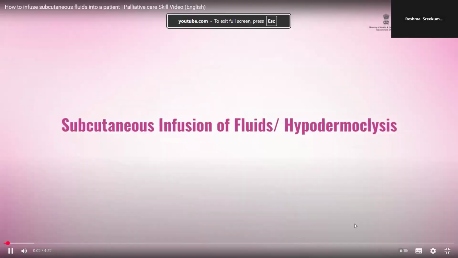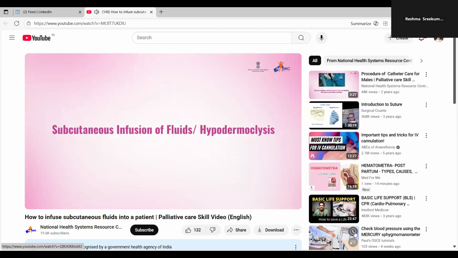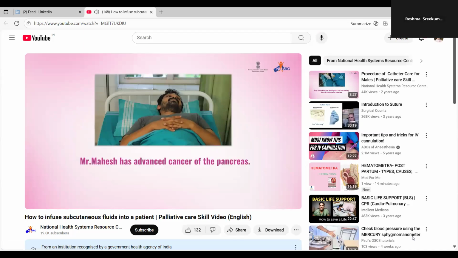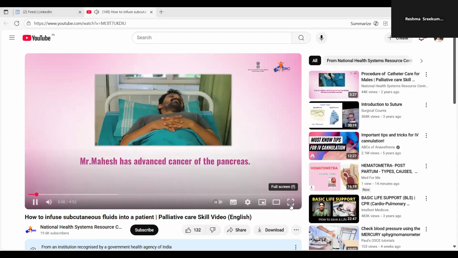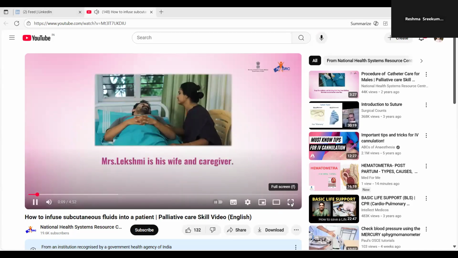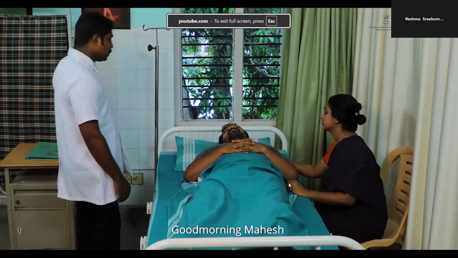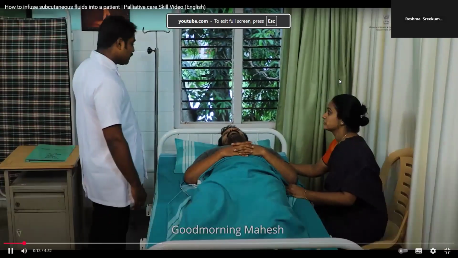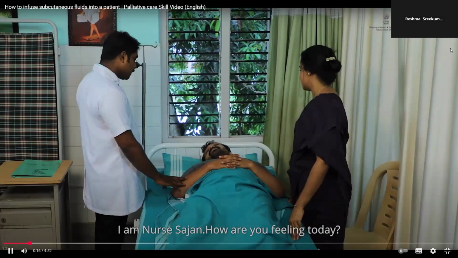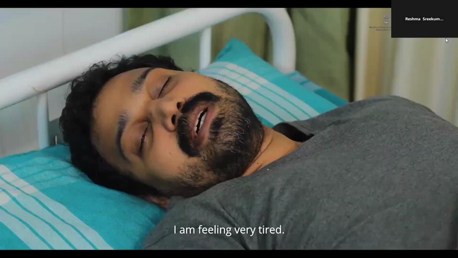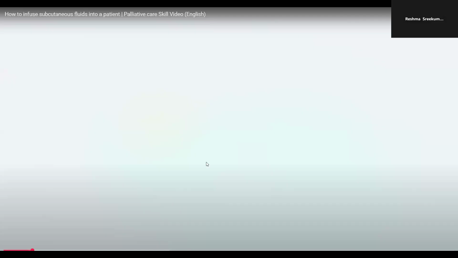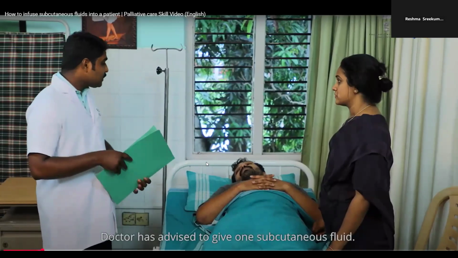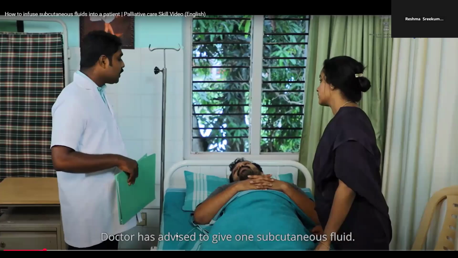Infusion of fluids, or hypodermoclysis. Mr. Mahesh has advanced cancer of pancreas. Mrs. Lakshmi is his wife and caregiver. Good morning, Mahesh. Good morning. I'm Nurse Sarjan. How are you feeling today? I'm feeling very tired. He is not eating anything, brother. Doctor has advised to give subcutaneous fluid.